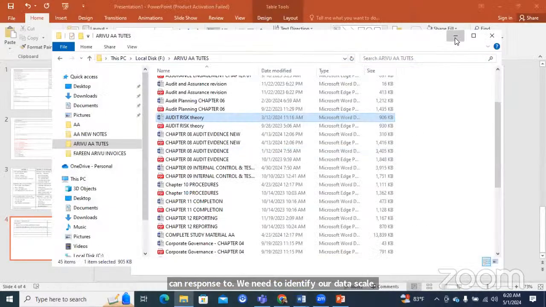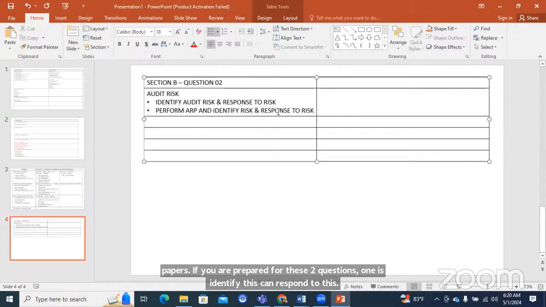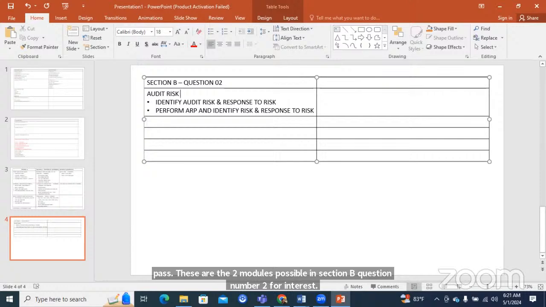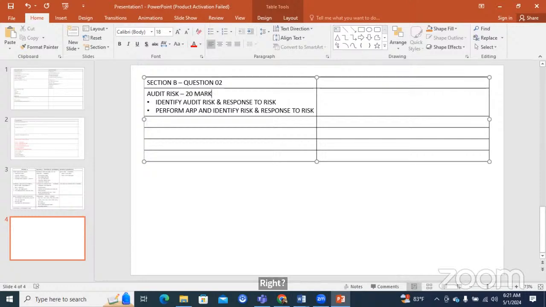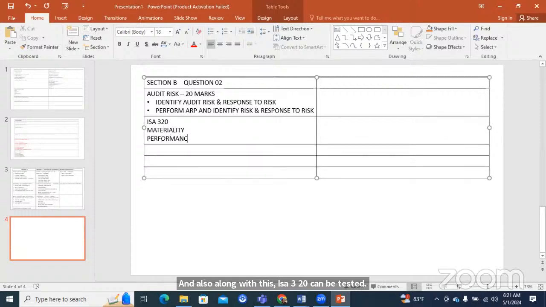All of your past papers, if you prepared for these two questions, one is identify risk and respond to risk, the other is perform ARP, identify risk and respond to risk, you can do all the past paper questions. These are the two models possible in section B, question number 2 for audit risk. How many marks? 20 marks. And also along with this, ISA 320 can be tested. What is ISA 320? Materiality and performance materiality. This can be possible.